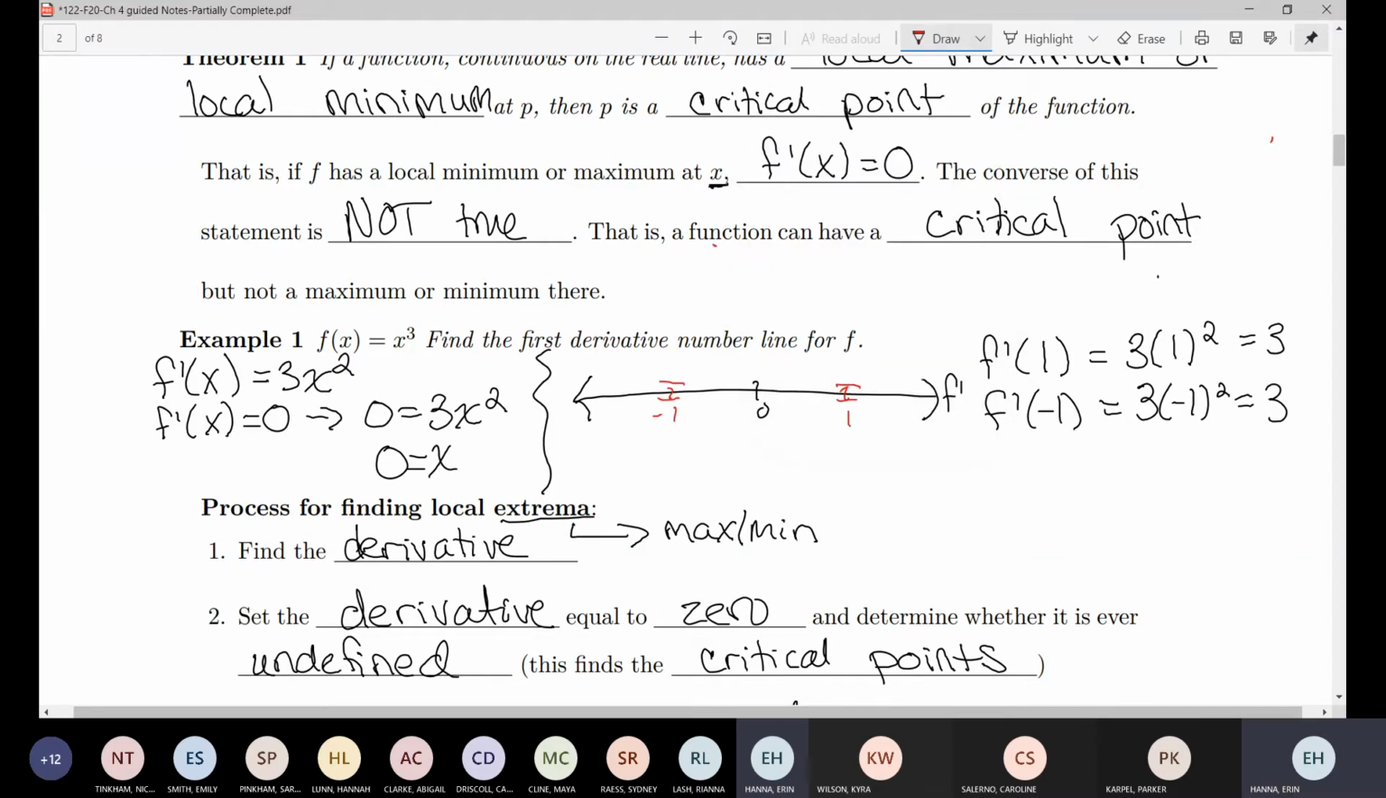1, -1. So when I plugged in 1, I got a positive value. When I plugged in -1, I got a positive value. My function is therefore increasing and then increasing again. My derivative does not change sign. I do not have a max or a min there, so no local extrema. Just because it's a critical point does not mean it's a max or a min. You have to check. Savvy?